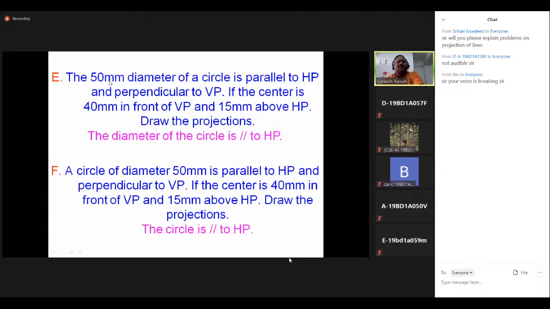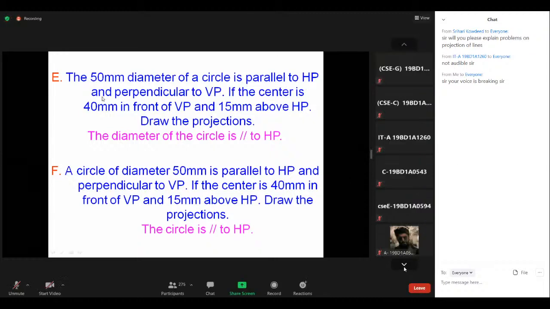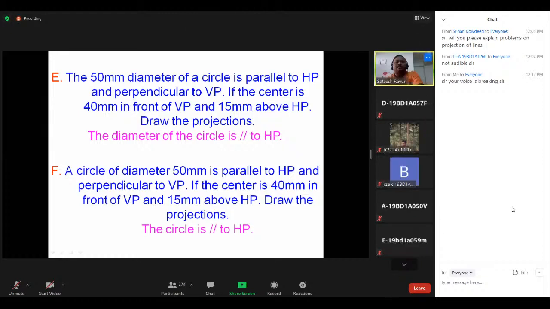So the surface of the circular plane can be seen as a circle on the horizontal plane because it is parallel, and it is going to appear like a line on VP because it is perpendicular to VP.